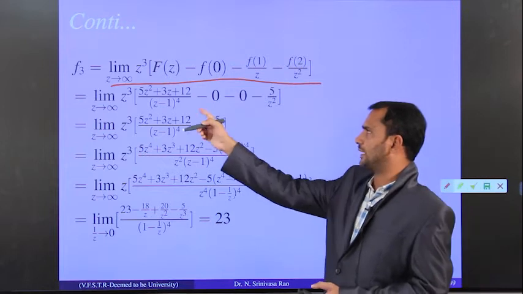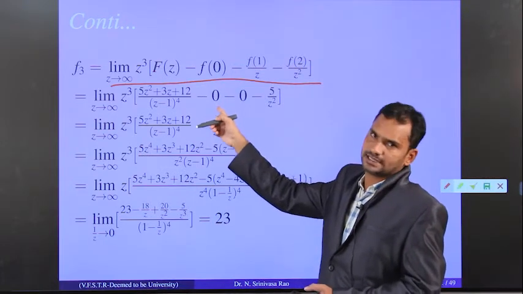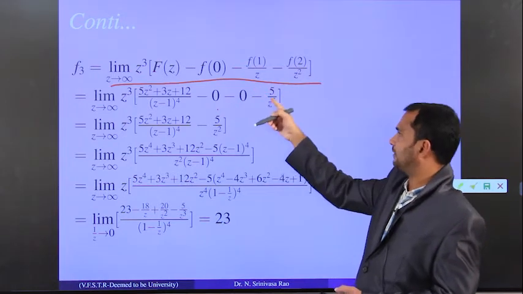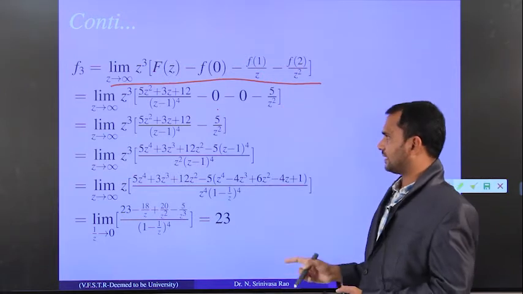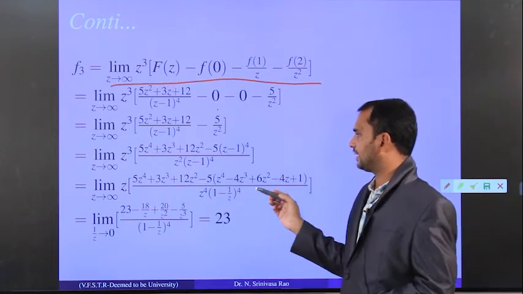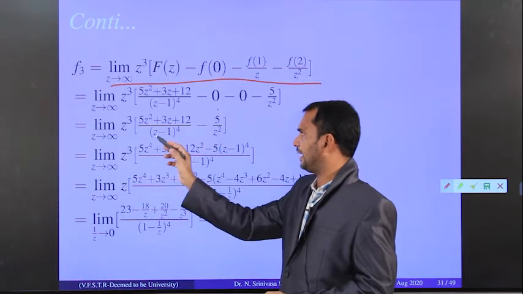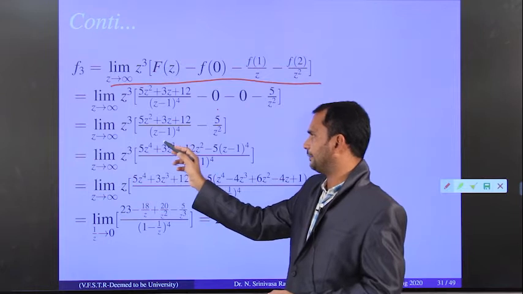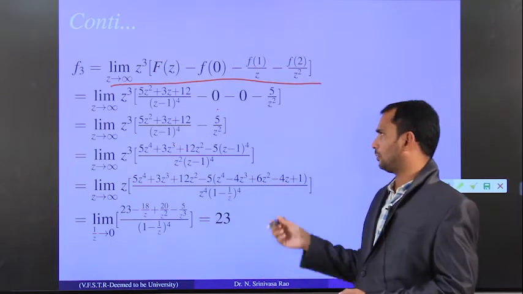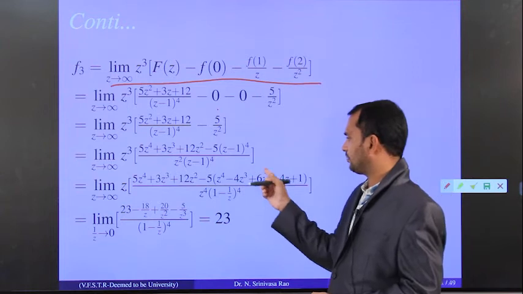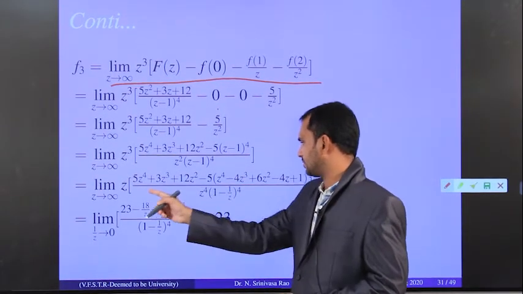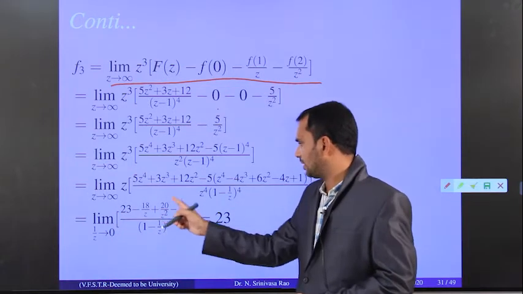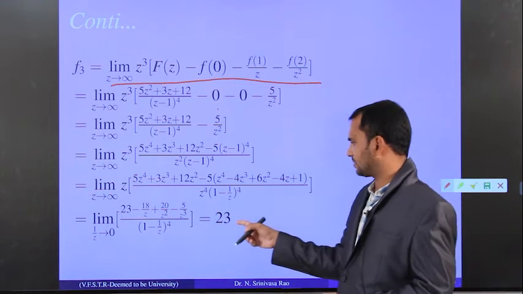So if you substitute f of z here, the f0 value is already 0, which we found in the previous slide. The f1 value is 0, and the f2 value we just found is 5 divided by z squared. If you simplify, what you will get is z cubed into (5z squared plus 3z plus 12 divided by (z minus 1) whole power 4, minus 5 by z squared). If you simplify further, and substitute limit z tends to infinity, meaning 1 by z tends to 0, and compute all the things, you will get 23.